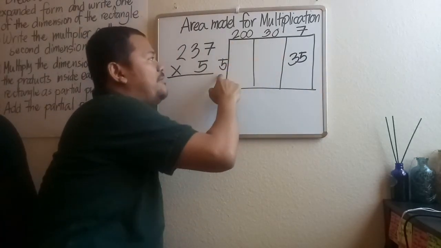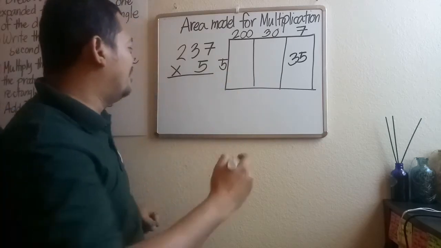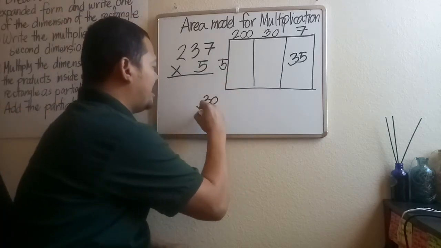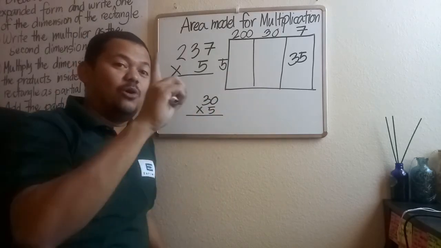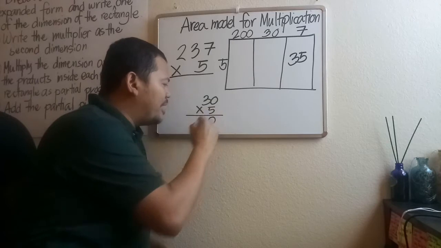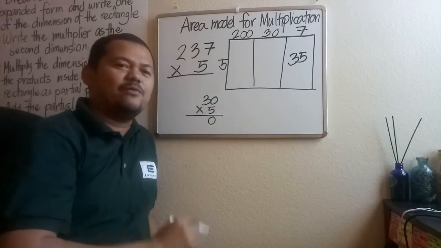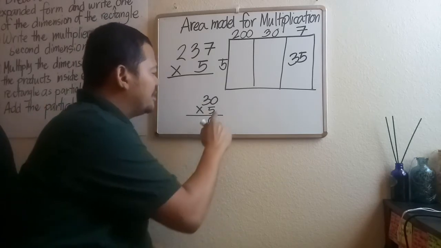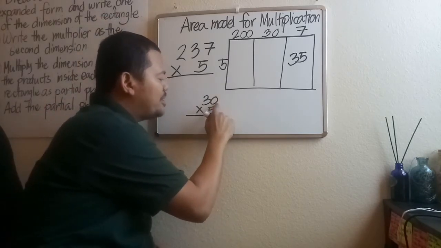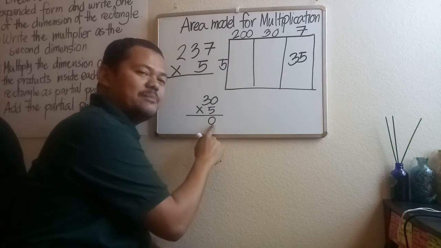Next. 30 times 5. Let's try to write it, 30 times 5. How many zeros can you see here? Only 1 zero. So write that zero down there. Okay? Are you following? Good. Mr. Finch, where did you get that zero? It's from here. We got 1 zero here, so we're going to write 1 zero only here.